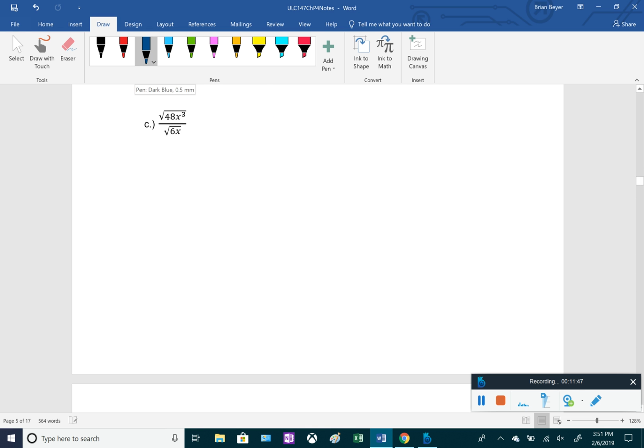Last one, getting pretty messy. So we already have it split up, but that actually doesn't help us too much. So what we're going to do is do that rule in reverse. I'm going to square root the whole thing. And now let's simplify it. So 48 divided by 6 is 8. X cubed divided by x is x squared.